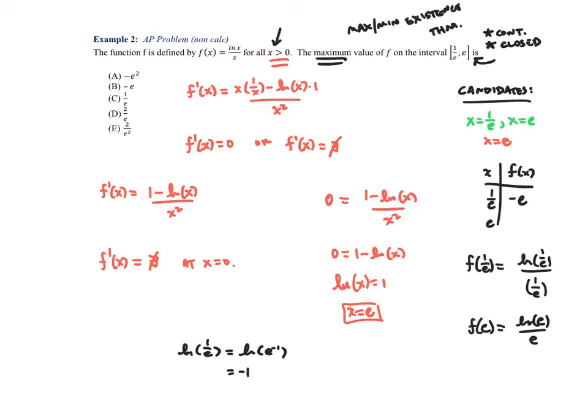Okay, now let's find f of e. Well, natural log of e is 1, so 1 over e is exactly that, 1 over e. Now, which of those is larger? The positive one is going to be larger. Therefore, our max value is going to be 1 over e. Okay, you want to be careful to make sure that you don't identify e as your max value. That is the input for your max value. This is your max value, 1 over e. All right, let's do another example on the next slide.